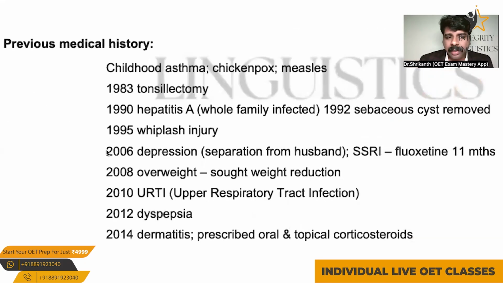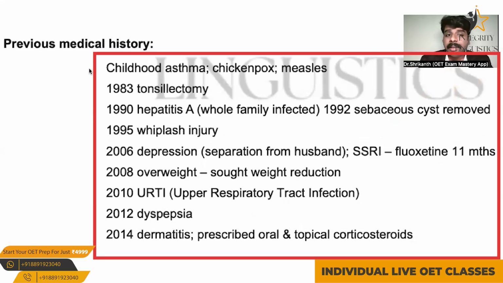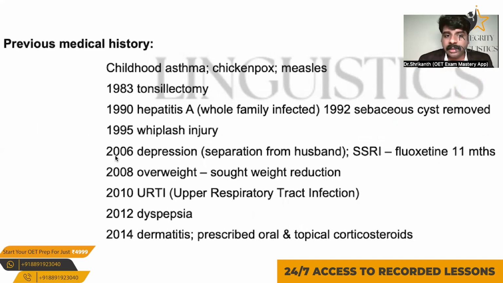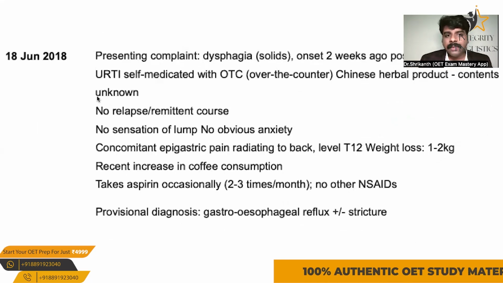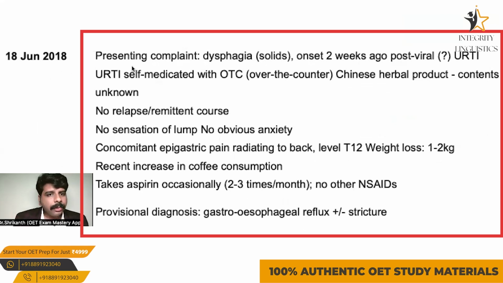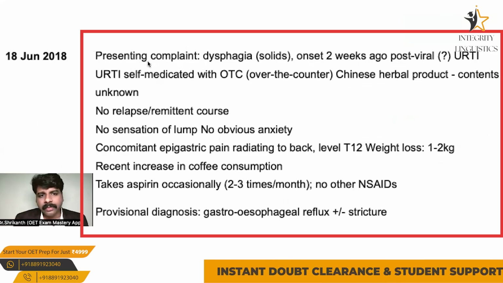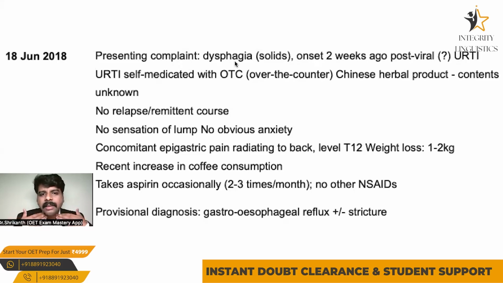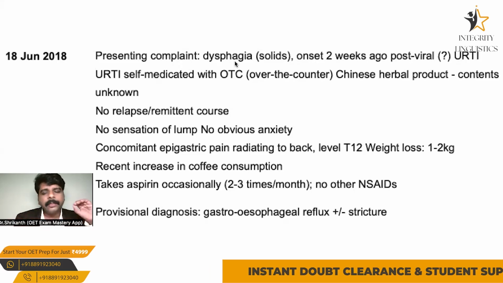So we have the family history over here, and then we have the medical history of the patient. So as you can see, through several years, whatever the patient has suffered, all the conditions are listed out over here under the heading previous medical history. And then we have the treatment records. Now as you can see over here, on 18th June 2018, why the patient came to the hospital, to the doctor. So here they have written presenting complaint, why the patient presented: dysphagia. Dysphagia basically means difficulty swallowing. So especially towards solid foods, the patient had difficulty swallowing.